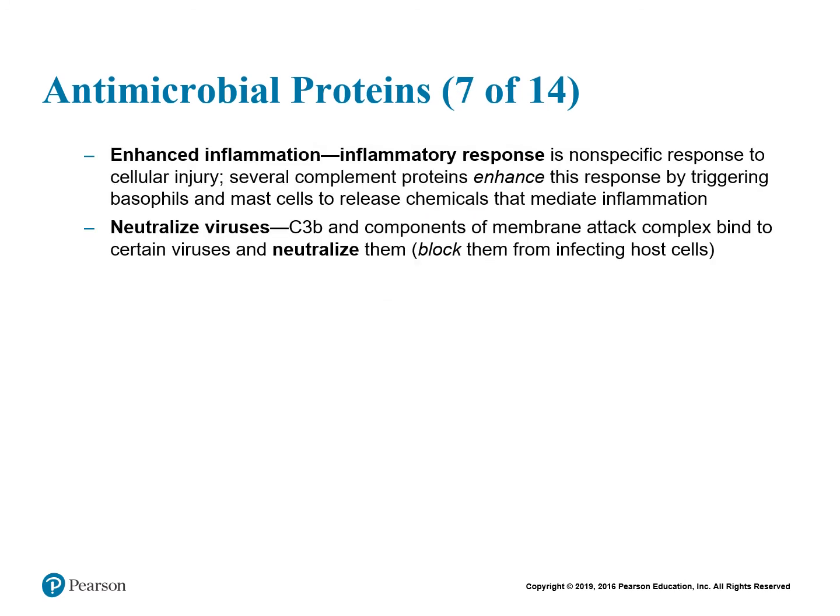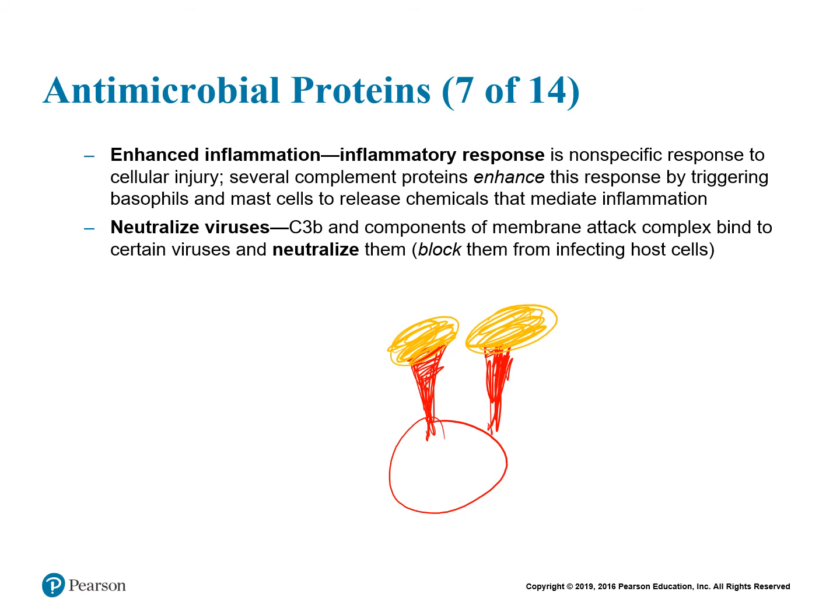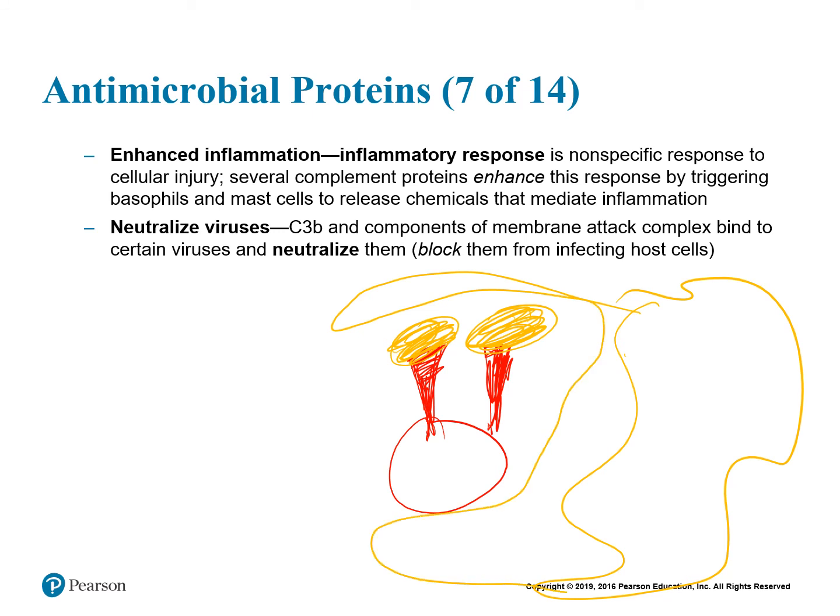They're also really important for enhancing inflammation, because inflammation is another form of recruitment of cells, and they're also able to neutralize viruses. So C3B and the components of that complex that I was talking about, the MAC complex, can bind to viruses and neutralize them. This is the little protein that the virus is using to infect the cells, right? However, if you have one of those antimicrobial proteins, the virus is going to be incapable of binding to a host cell. Once it does that, then you have your macrophages come in, phagocytize it, and destroy it.